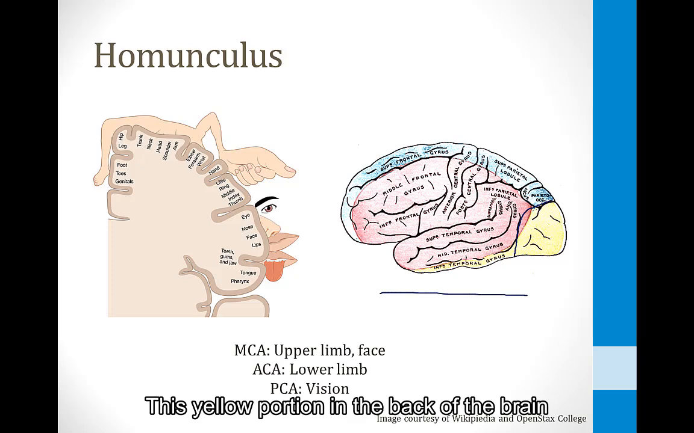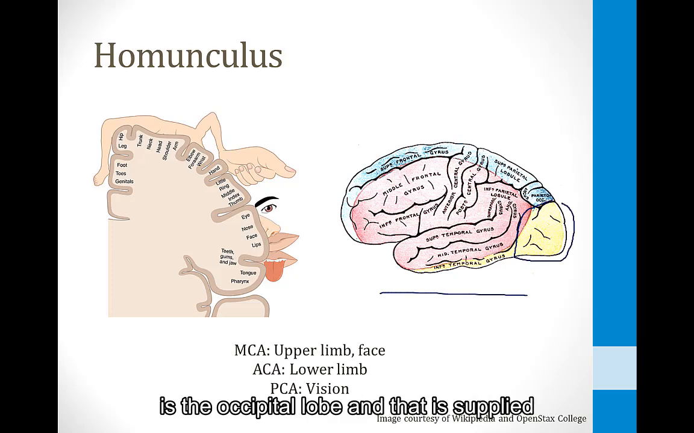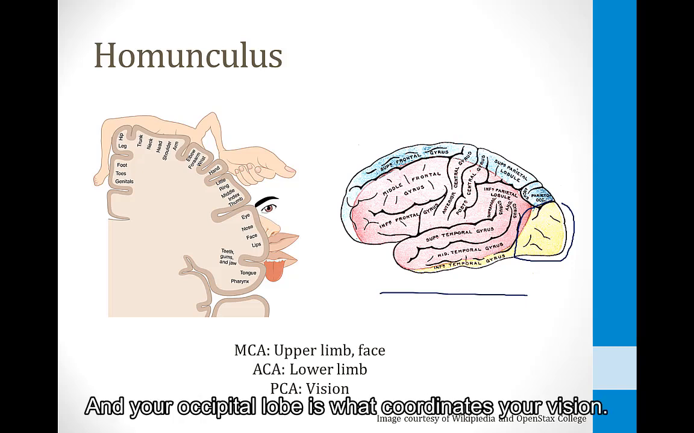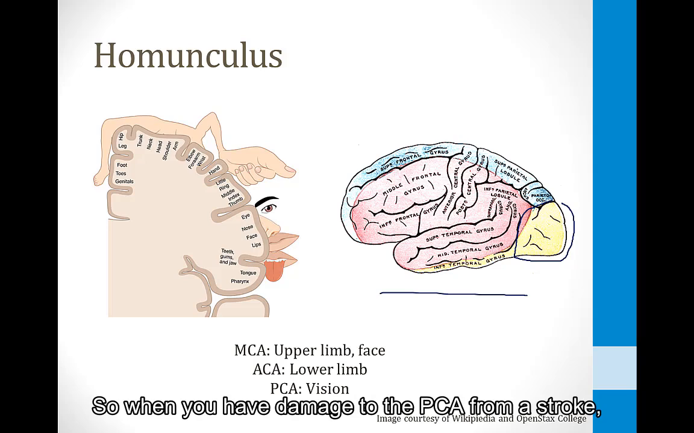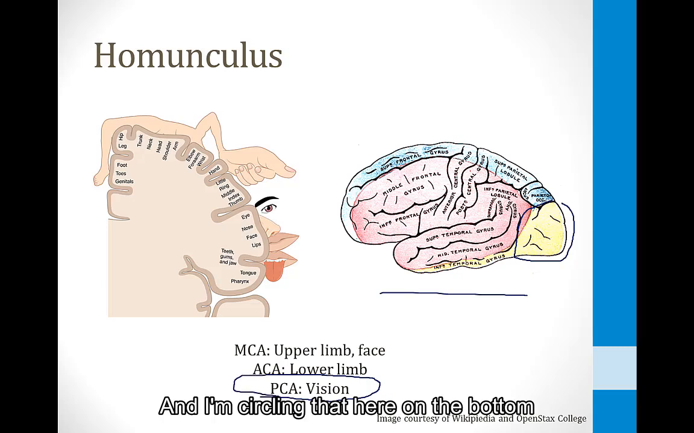This yellow portion in the back of the brain is the occipital lobe, and that is supplied by the posterior cerebral artery. And your occipital lobe is what coordinates your vision. So when you have damage to the PCA from a stroke, you lose vision, and I'm circling that here on the bottom to remind you of that. Vision is what's associated with PCA strokes. We'll talk more about that in a minute.